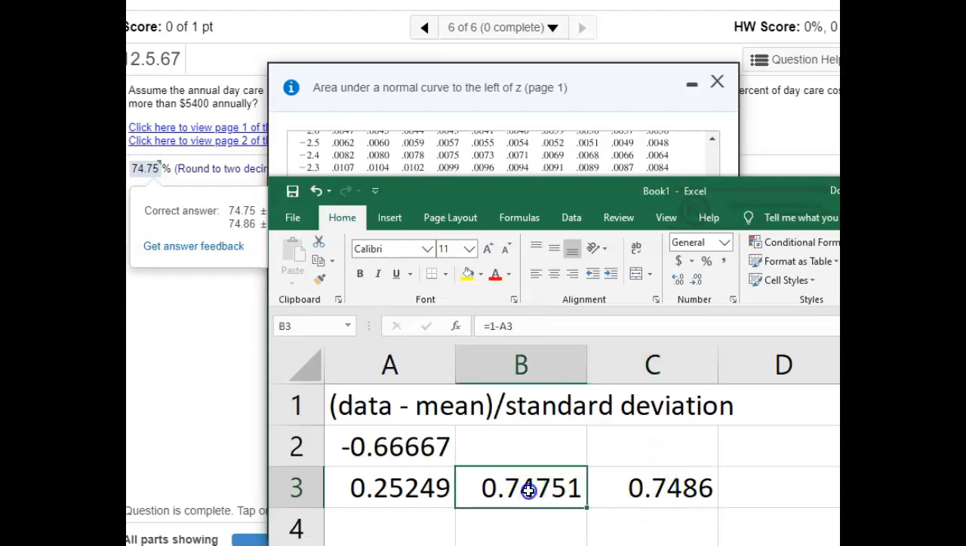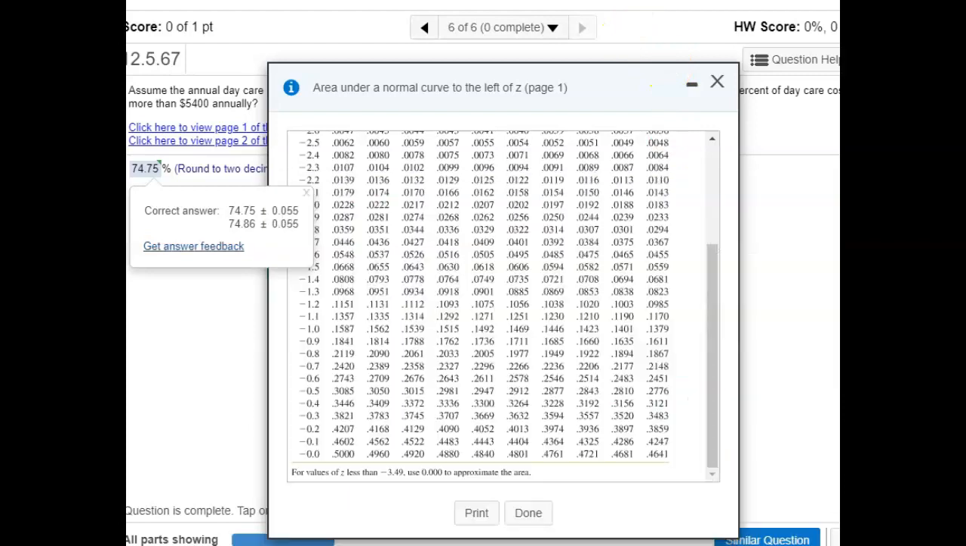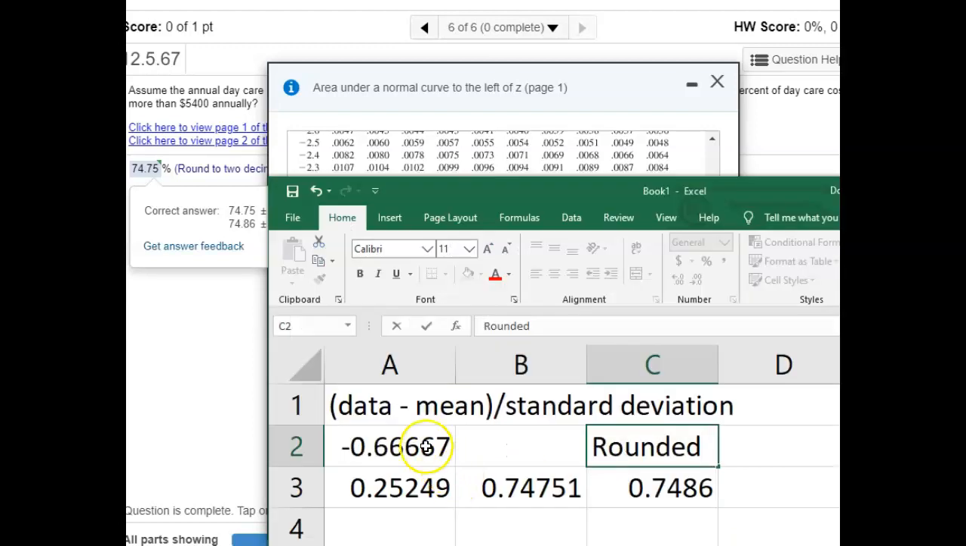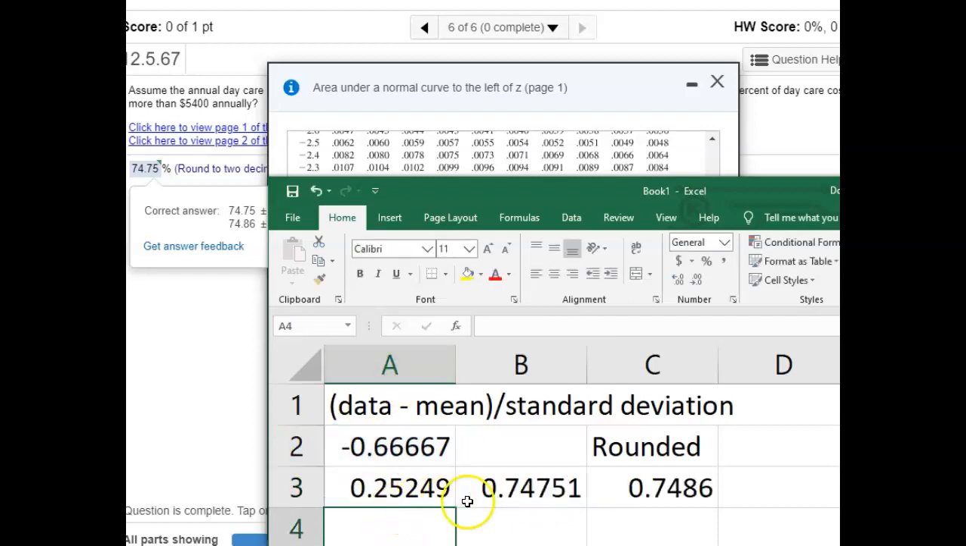Now notice it does look quite a bit different. If you write this as a percentage, it's 74.86%, and that's because we had to round in order to use this table. It's only accurate to 2 decimals, negative 0.67, where in Excel, when I did this formula, I just referenced that cell by using A2, so I didn't have to round at all, and Excel gave me a much more precise answer.